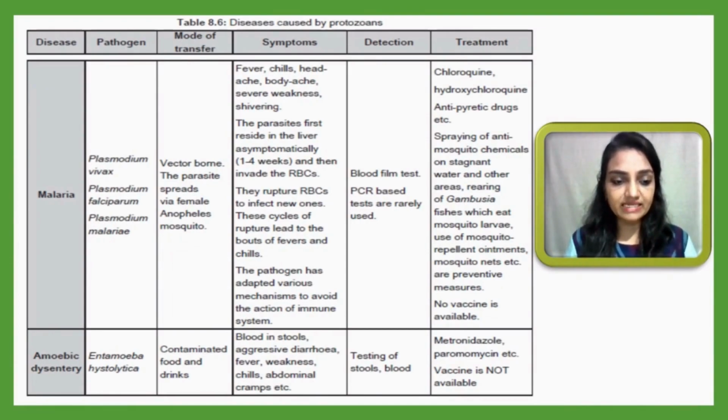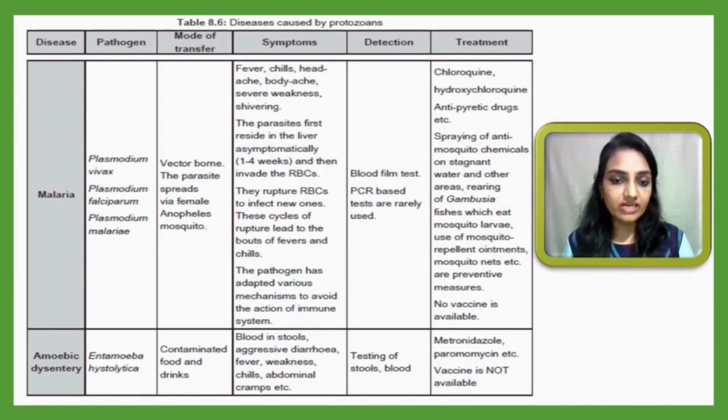Second is amoebic dysentery, which is caused by Entamoeba histolytica, and the mode of transfer is contaminated food and drink via flies. So the fly is here also a vector, so this is also a vector-borne disease, because the fly is responsible for spreading, that is called vector-borne.